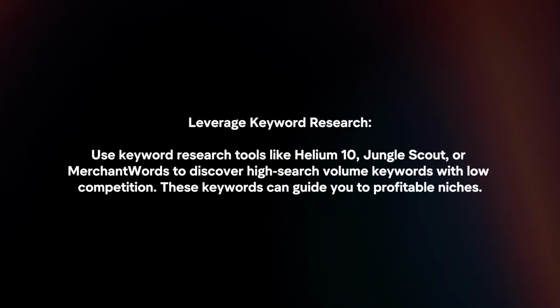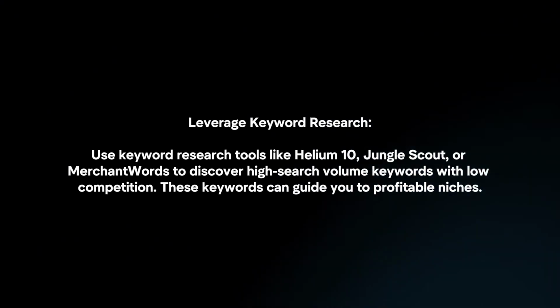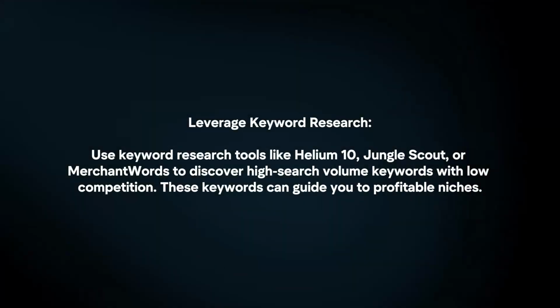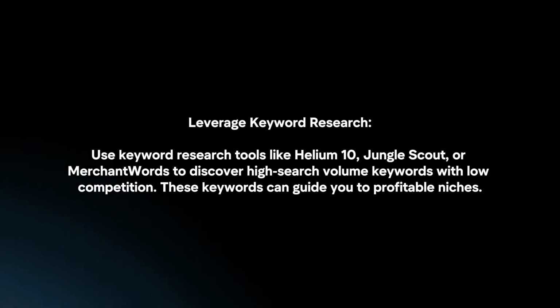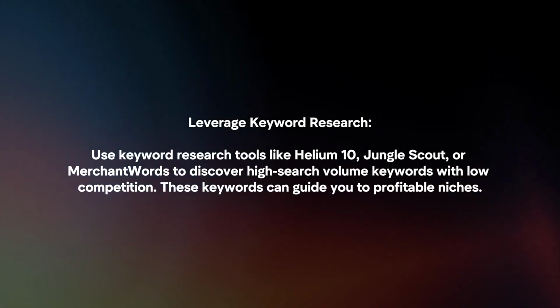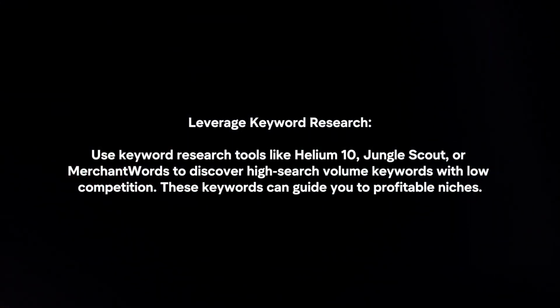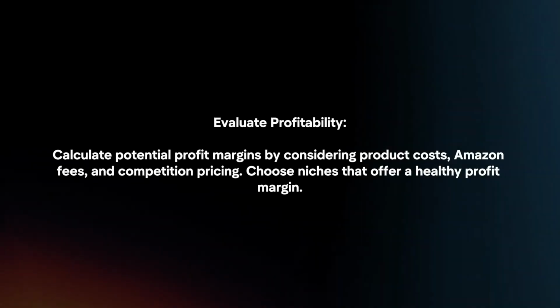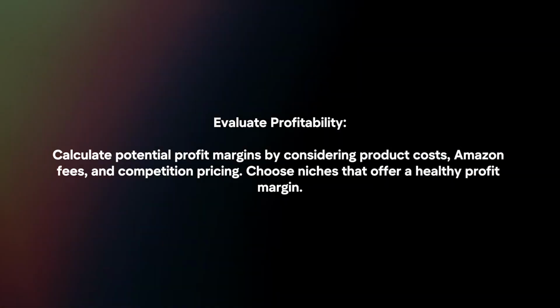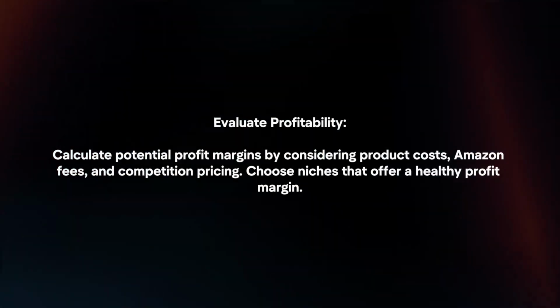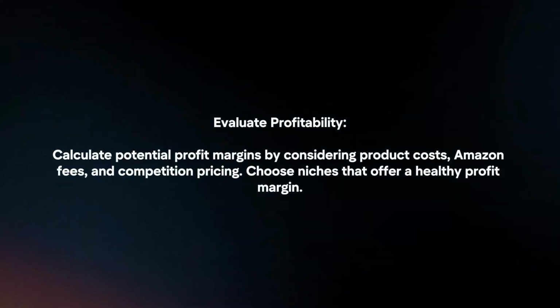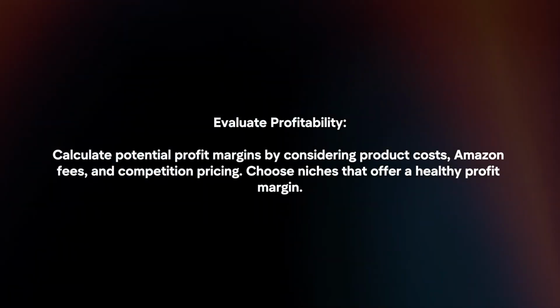Leverage keyword research. Use keyword research tools like Helium 10, Jungle Scout, or MerchantWords to discover high search volume keywords with low competition. These keywords can guide you to profitable niches. Evaluate profitability. Calculate potential profit margins by considering product costs, Amazon fees, and competition pricing. Choose niches that offer a healthy profit margin.